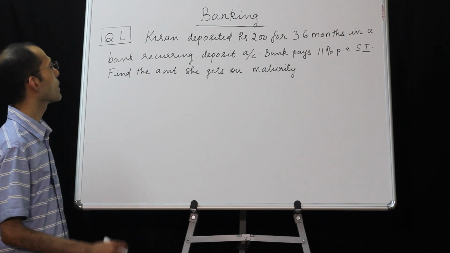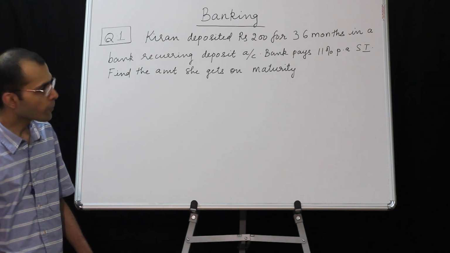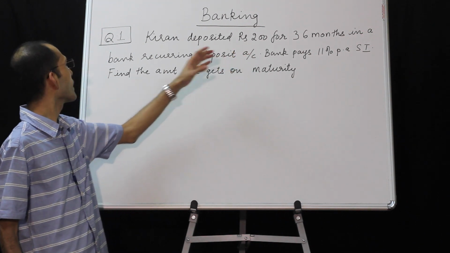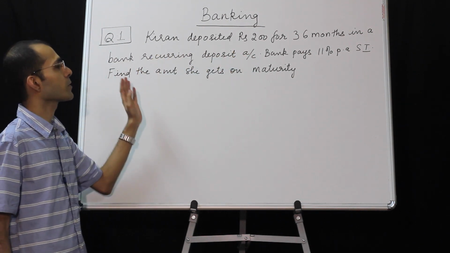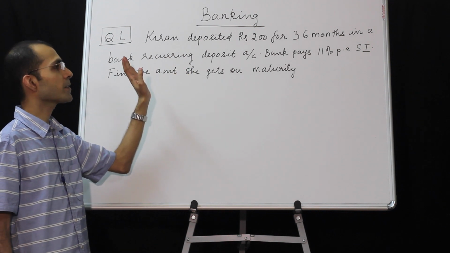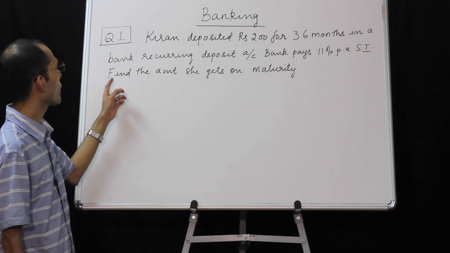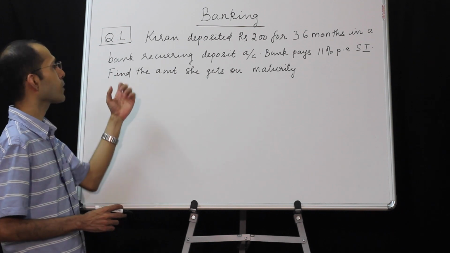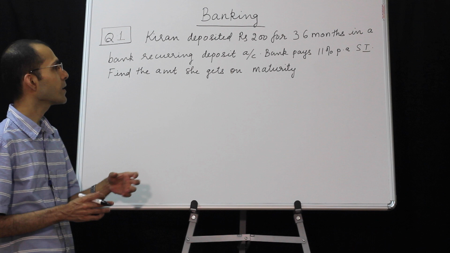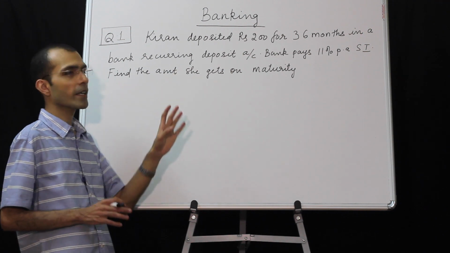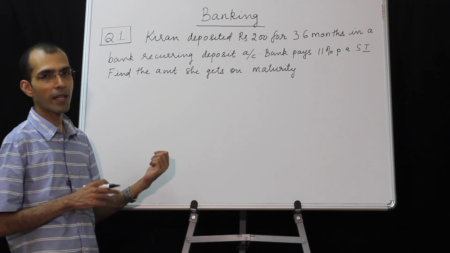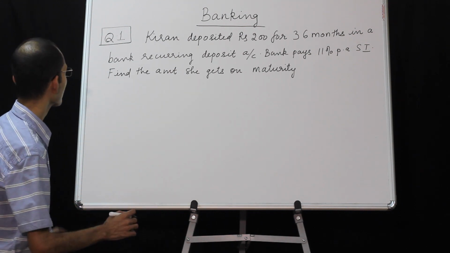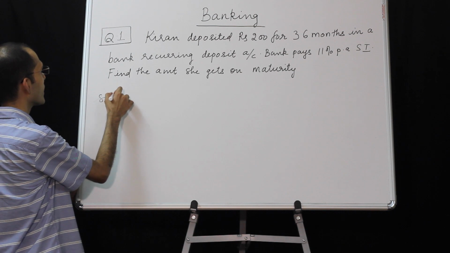Question 1. Kiran deposited rupees 200 for 36 months in a bank recurring deposit account. Bank pays 11% per annum, simple interest. Find the amount she gets on maturity. So this problem is from the section of recurring deposit account, and here we assume that the rate of interest is simple. The formula is designed accordingly. So you have to assume that whether mentioned or not.